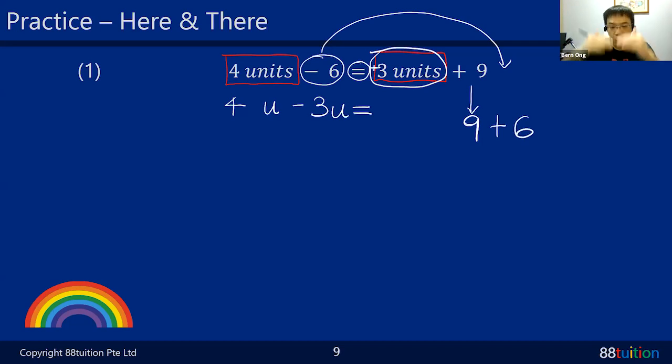So now you work downwards, your equal sign is still in the center. The equal sign never changes. This is called here and there. If you want, you can go to the 88 tuition primary 5 or primary 6 lesson. There's a few of them. Go and practice for fun. So on the left, we have 4 units minus 3 units, left with 1 unit. 9 plus 6 is 15. And that is how you find 1 unit.